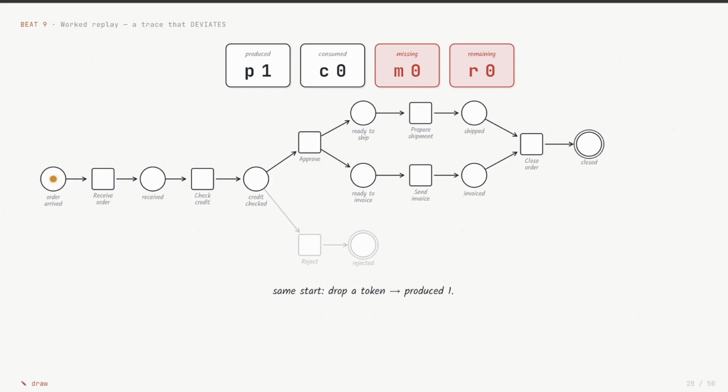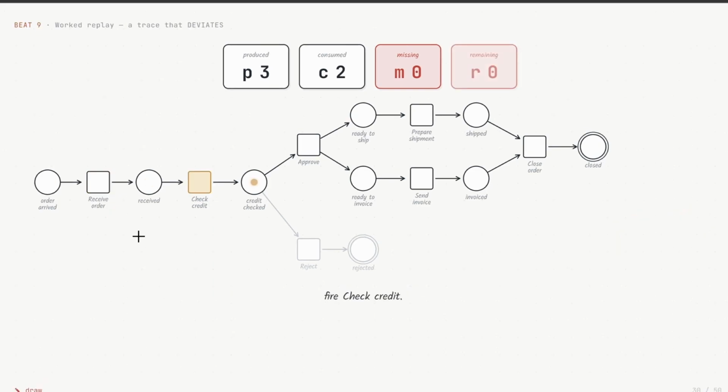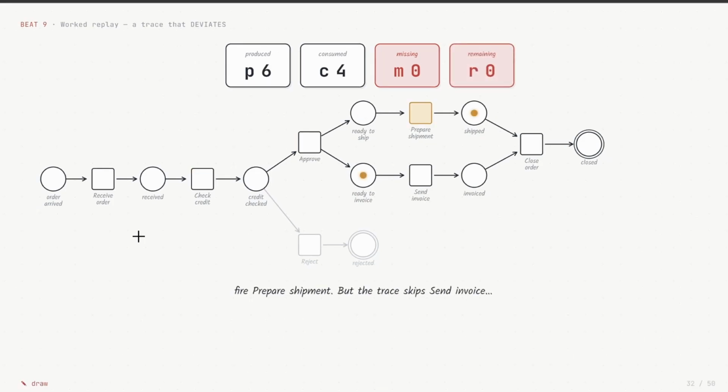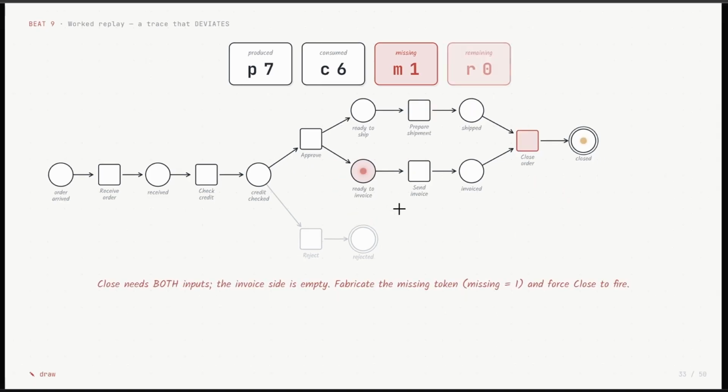Now we're going to look at the deviating trace. The beginning is simple. It's the same thing as previously. But here there is a problem. Let's say here, instead of having both prepare shipment and send invoice, we only have prepare shipment. So we are gonna go into this place. We have a token at the place of ready to invoice. And what the trace is doing is actually going to the end place. This means we're gonna have one missing token.